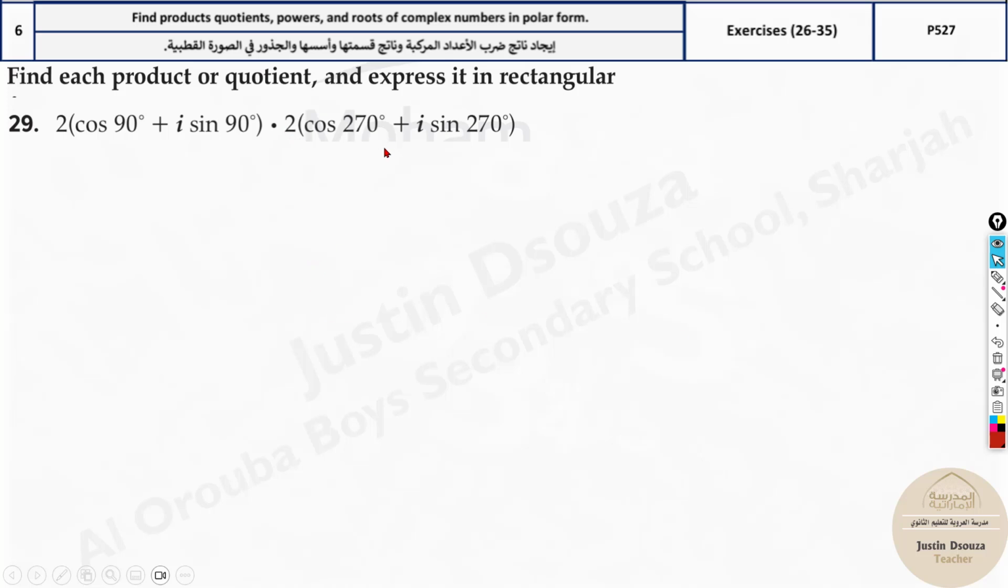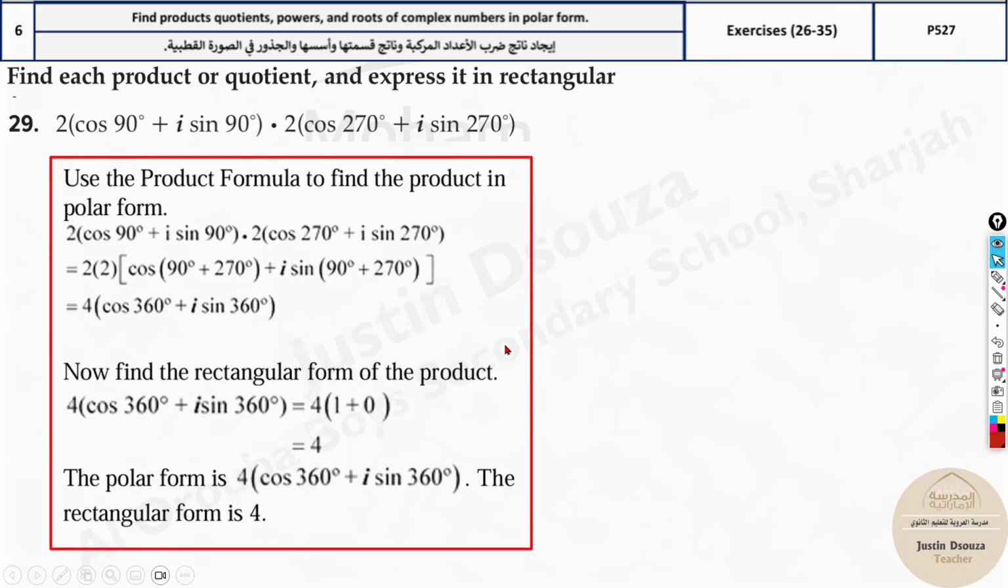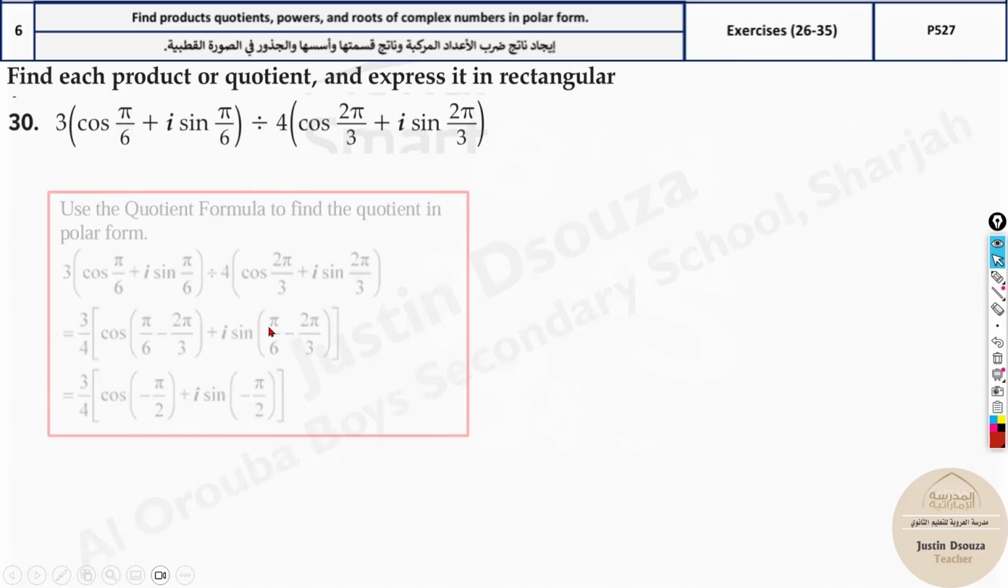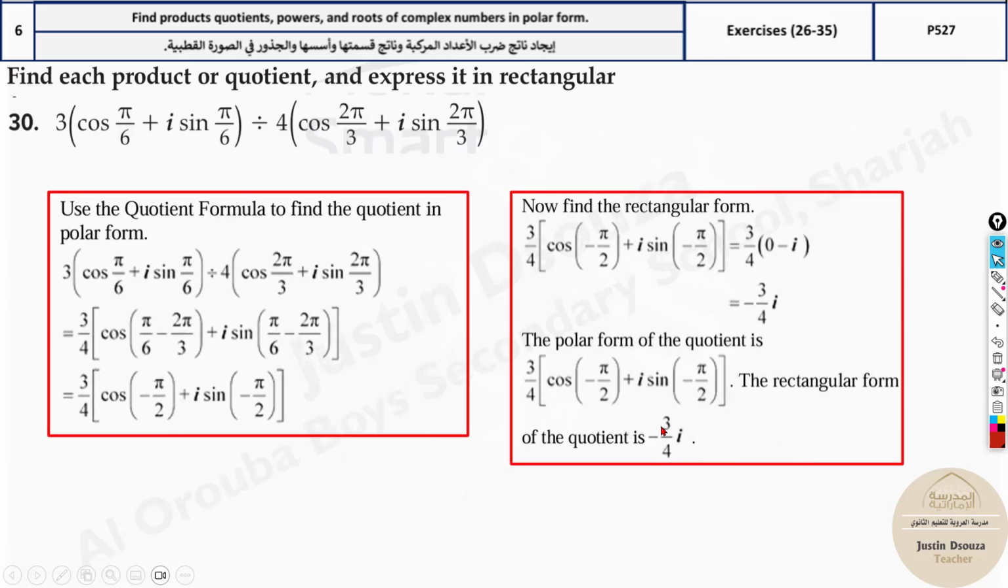Here again, it's multiplication. We did a similar problem. Here's the worked out solution. Now here, what happens is when the imaginary part becomes 0, that part is not written. You don't write 4 plus 0I. 0I is 0 itself, so only 4 is written. Here also you can work it out by yourselves.